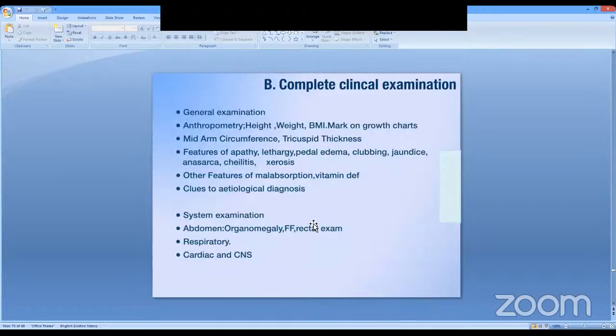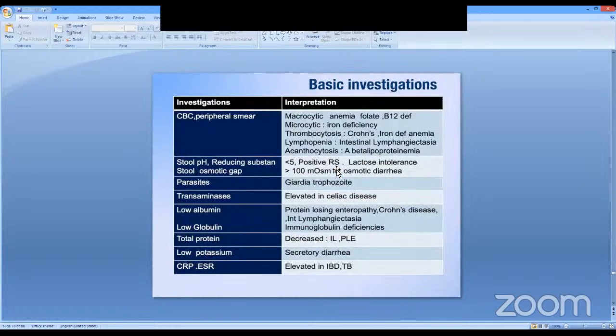So this is about complete clinical examination. Now some basic investigations. CBC and peripheral smear: macrocytic anemia indicates folate or B12 deficiency. Microcytic anemia indicates iron deficiency. Thrombocytosis indicates Crohn's disease. Lymphopenia, a very good clue, indicates intestinal lymphangiectasia. Acanthocytosis indicates abetalipoproteinemia. Stool pH, reducing substance, stool osmotic gap also indicate there may be lactose intolerance or osmotic diarrhea.